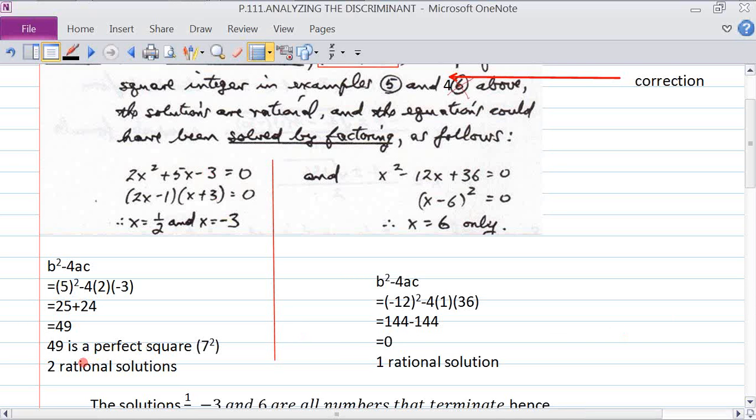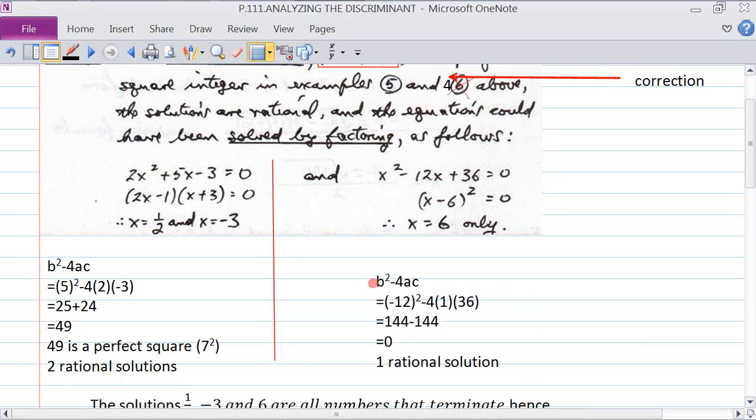Now, in this case, when we calculate the discriminant b squared minus 4ac for this case over here, we get 5 squared, which is b squared, minus 4ac. A is 2 and C is minus 3. We did this before. It's 49, and 49 is a perfect square. If the value of b squared minus 4ac is 49, there are two rational solutions.